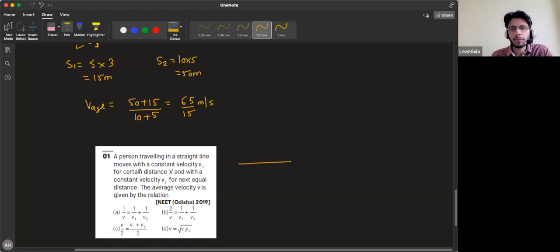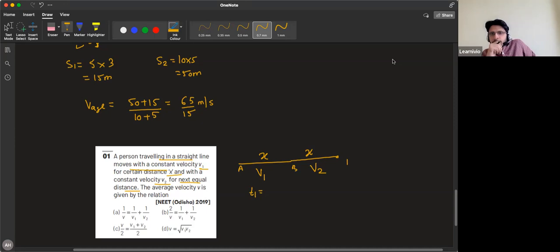So a person traveling in a straight line moves with a constant velocity v1 for a certain distance x. So it's going from A to B, distance is x, speed is v1. B to C, distance is the same distance x, and v2 for the equal next distance. Speed v2. Bharat, how will you calculate time here from A to B? Distance and speed is given. Distance by speed. So T1 is x by v1.